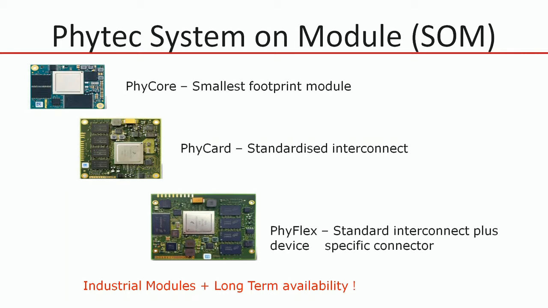So in the middle we have a PHY card which has a standard pinout. So this allows you to design a baseboard and then upgrade the module as more powerful systems become available. The PHY core has the smallest footprint and smallest hardware resources, and for each of the different PHY core modules, it has a different custom pinout. So if you're trying to get the smallest design, lowest cost design, then PHY core, but you are restrained by having to use that module.